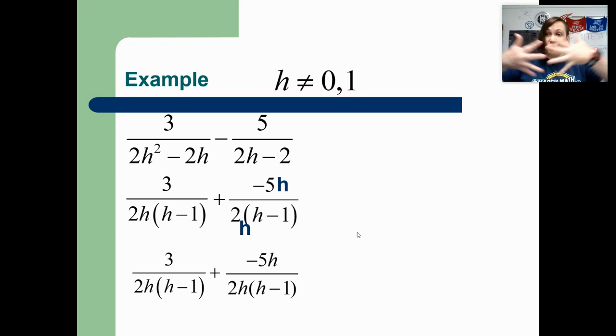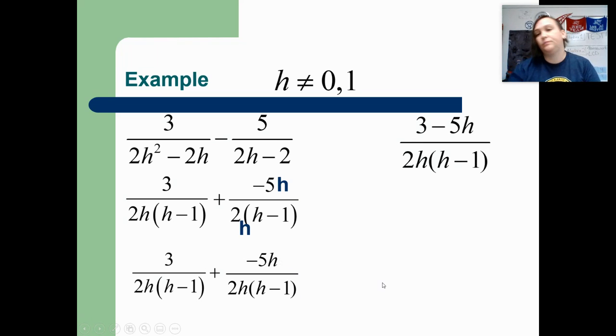Next, I'm going to smush my fractions into a single fraction. That single fraction will have the common denominator, the 2h and the h minus 1. And then we just make a long adding problem. So 3 plus negative 5h. Next, I should try to factor my numerator, but my numerator does not factor. And since the numerator is not identical to anything in the denominator, I'm going to go ahead and say that I'm done with this problem.